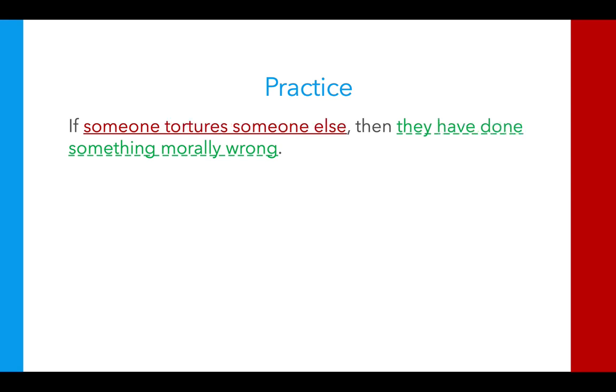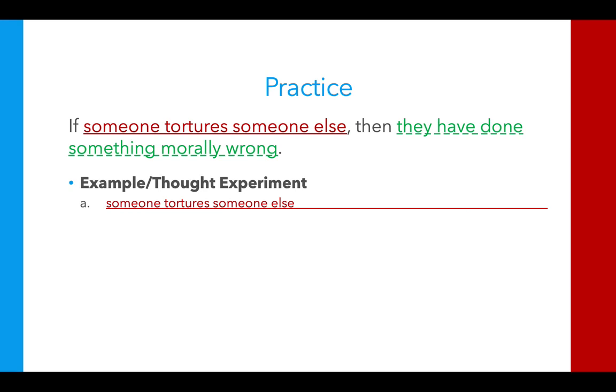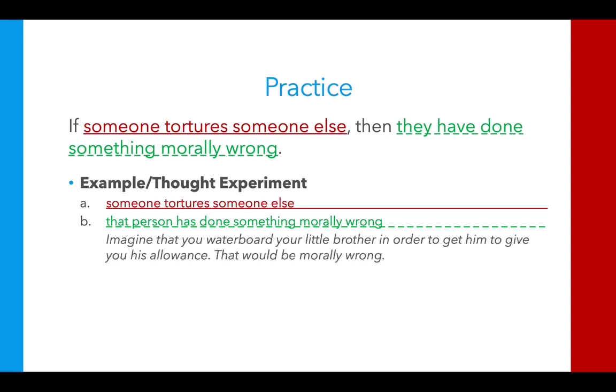Other examples, right? If someone tortures someone else, then they've done something wrong. What's an example? It needs to be a case where someone tortures someone else, and it's got to be a case where that person has done something morally wrong. What would a case like this look like? Think about it. Here's a hypothetical, right? Imagine you're waterboarding your little brother because you want to get his allowance. That would be morally wrong.